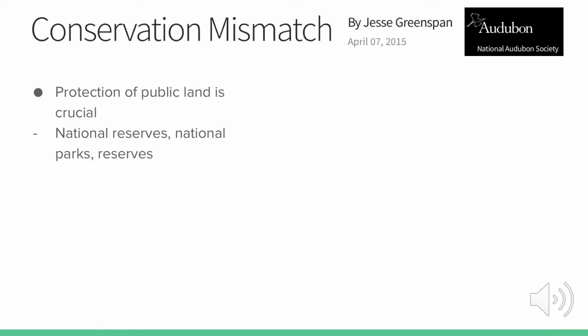The first article we will be looking at is Conservation Mismatch by Jesse Greenspan. While protecting areas in nature, such as landscapes, national reserves, and parks, are very important, these areas are unfortunately not home to many vulnerable species. Greenspan brings up the point that we need to begin protecting areas that hold rich biodiversity in order to prevent extinction of these species.